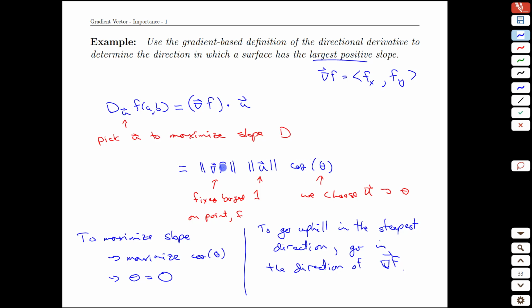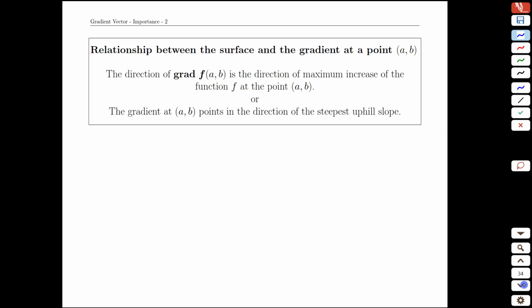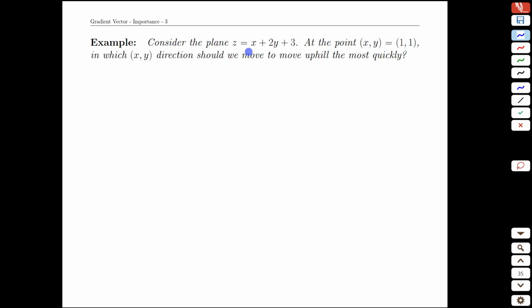So we look at this formula here. We want to maximize the cos of the angle. Well, the angle that does that is 0, and that means u and the gradient of f should be parallel. If we want to go uphill the fastest, or find the steepest uphill direction, we have to align the direction we're moving in with this gradient vector. We capture that in this next slide. Once we've computed the gradient of f, that direction is the direction of maximum increase of the function at the point (a, b), or that more geometric interpretation, the gradient at a point points in the direction of the steepest uphill slope. Let's explore that concept through a simple example.